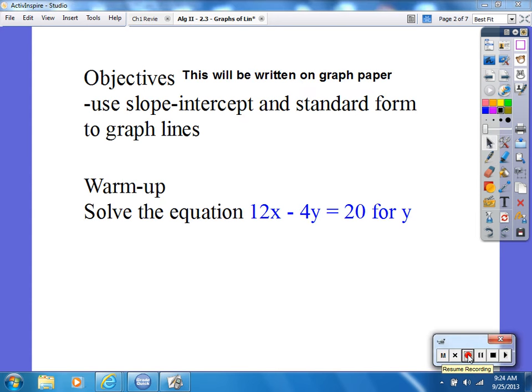So today we're going to use slope-intercept form and standard form to graph lines. I know it says warm up here, but it's actually to get your brain going, to connect to something you've done previously. So what I'd like you to do, beside the first graph, write this equation down and solve it for y for me.